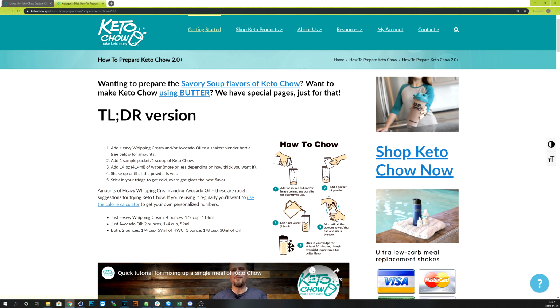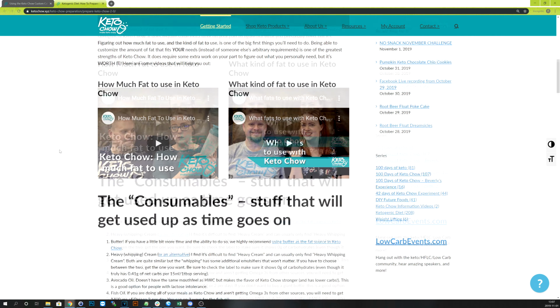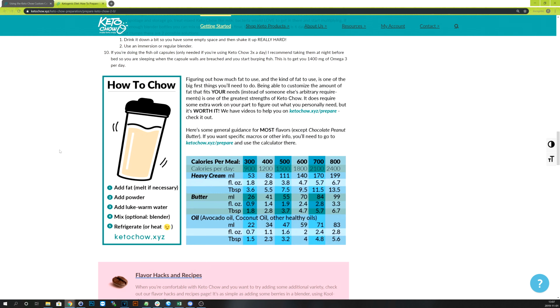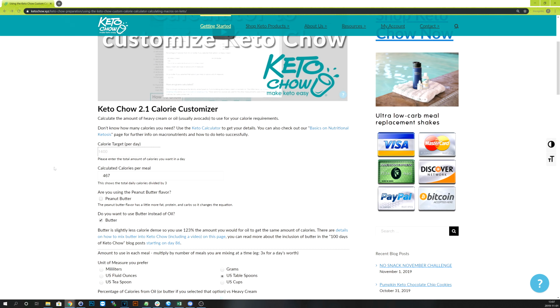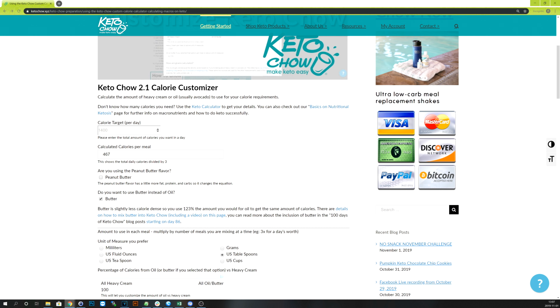Now, on the How to Prepare Keto Chow page, there's a bunch of different information. We have this How to Chow that gives you rough numbers. Just saying if you want 500 calories per meal, use this much. Well, that's all good. This calculator, which you can actually find on that previous page as well, will tell you in greater detail and with a bunch of different measurements, and you can switch from butter to oil. You can do all sorts of different things. The first step is to find out how many calories you need.